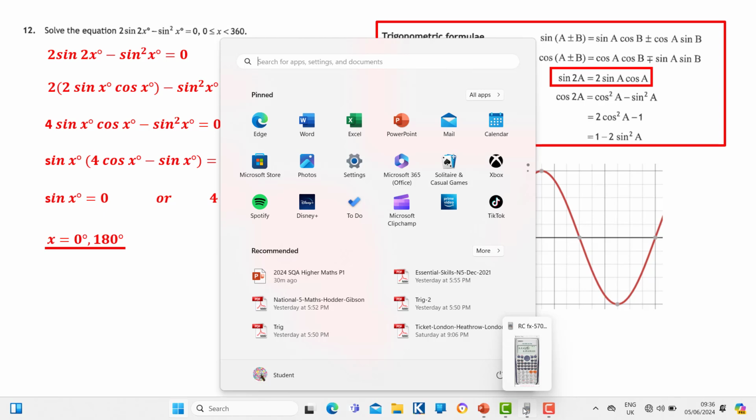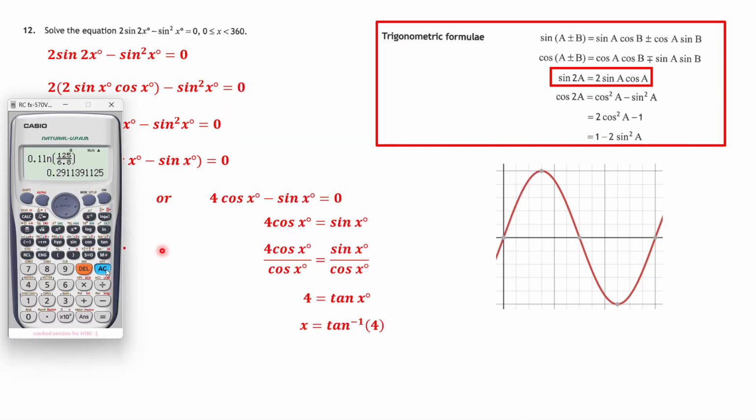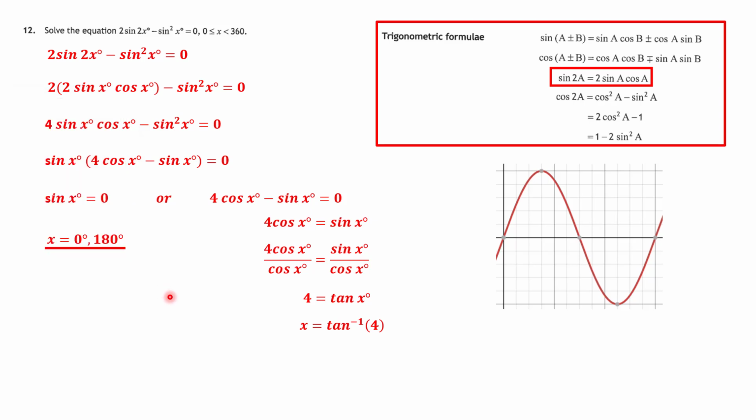We get a calculator for that. So let's do that now. So we go shift tan 4 and get the answer in degrees. So we get x can be 75.96. Let's just round it off to 76 degrees. Okay. Now, what do we know? We know that won't be the only answer.